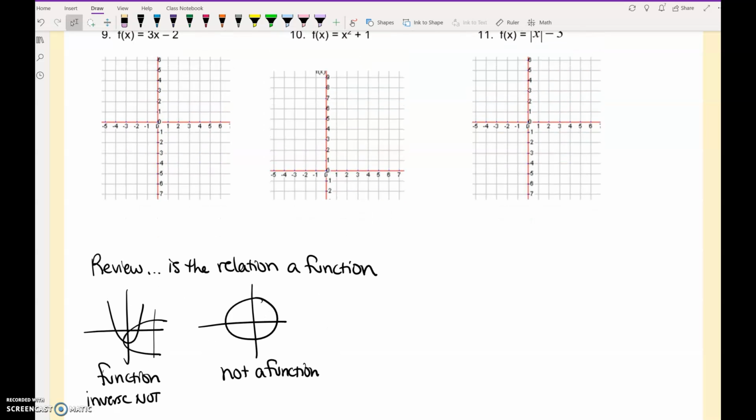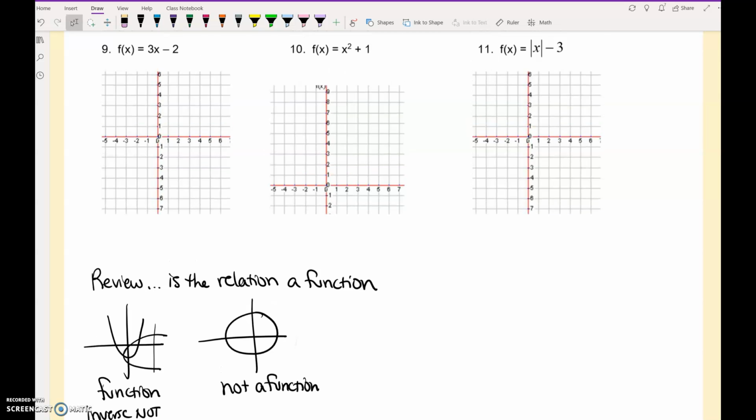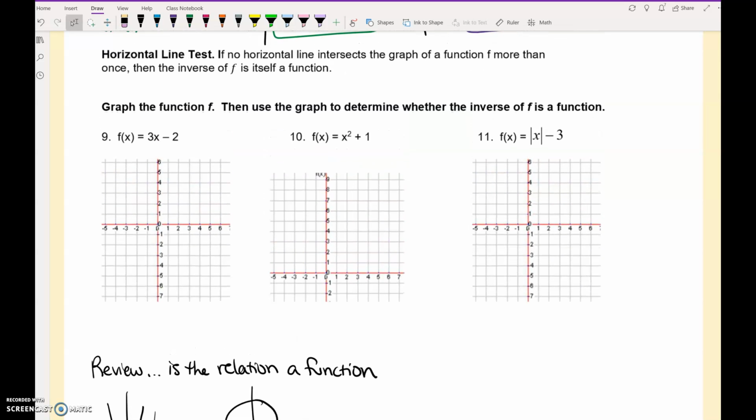Is there a way to figure that out without having to graph the inverse? That's where we look at the horizontal line test. If a horizontal line does not touch more than one point, then the inverse is going to be a function. So for each of these, we are going to graph the function shown and then decide, would the inverse be a function? If we reflected that over, would that new graph be a function or not? Do you remember how to graph y equals 3x minus 2? Yeah. Start at -2 on the y-axis. Use a slope of 3, up 3 over 1.